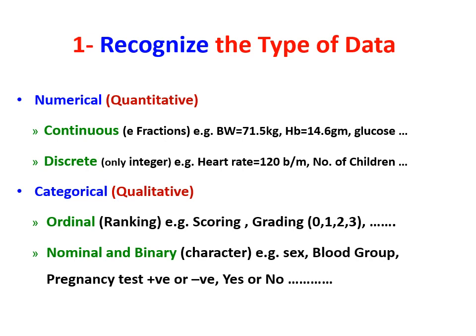Nominal and binary. Nominal means a character like female or male, like blood groups, for example, blood group A, blood group B, AB, O. This is nominal. Binary means we choose from two choices, either positive or negative, yes or no. This is binary.